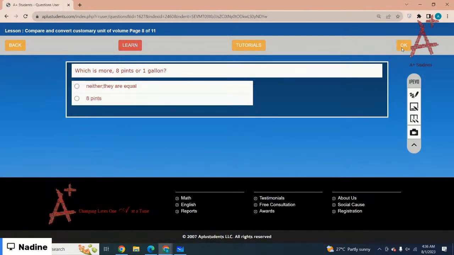Okay, which is more, 8 pints or 1 gallon? Which is the correct option?